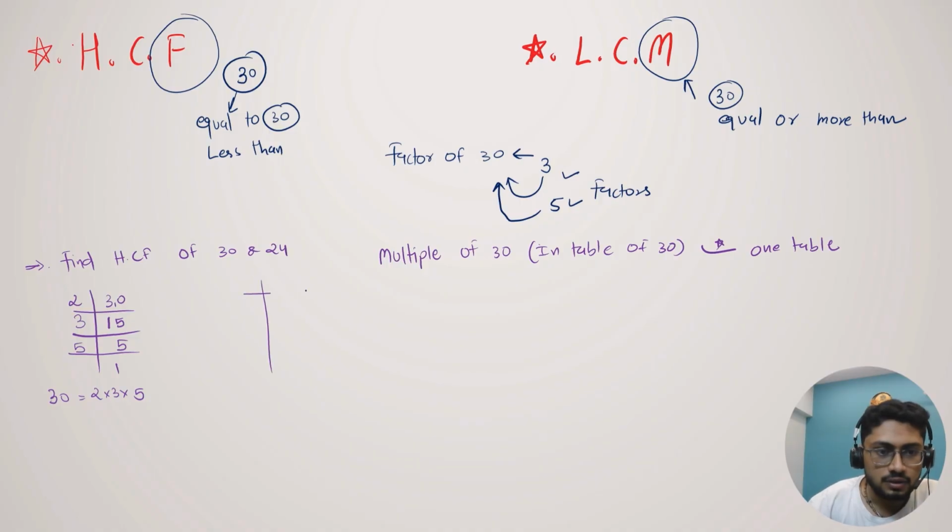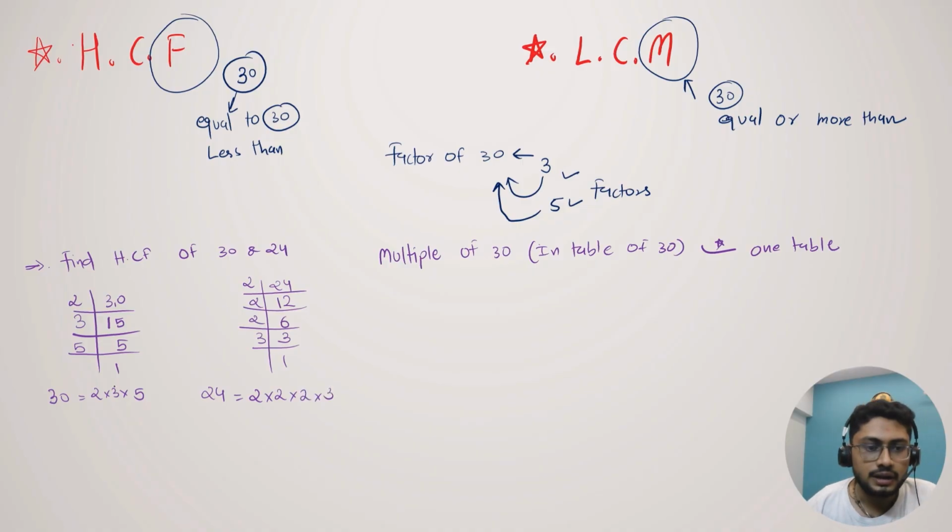And over here, what are the factors of 24? So 2 twelves are 24, 2 sixes are 12, 2 threes are 6, and 3 ones are 3. So the factors of 24 are 2 into 2 into 2 into 3. Now, as per the name, we need to consider the highest common factor. So in both, what is common? 2 is common, 3 is common. So in both, 2 and 3 are common. That we need to understand. 2 threes are 6. Am I clear?